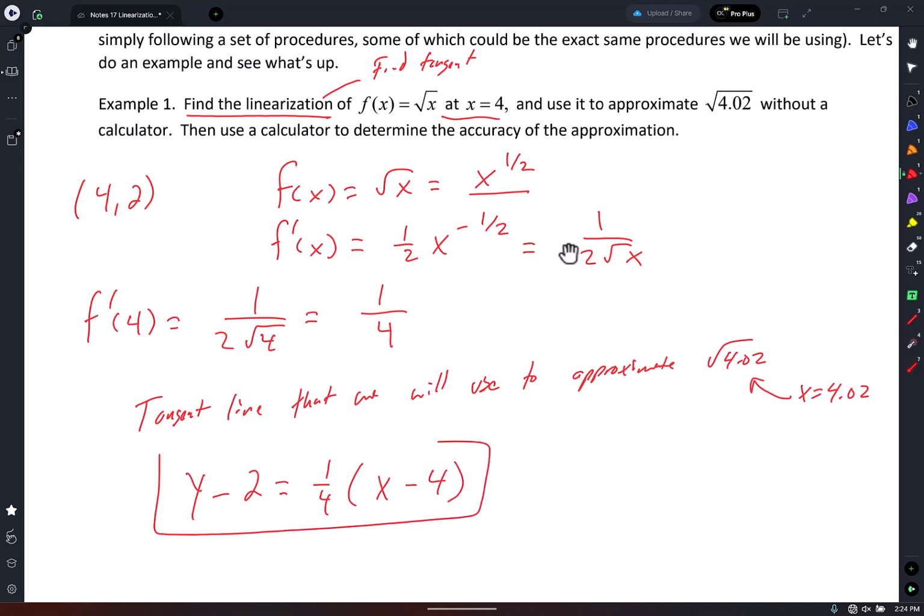Now I know you guys are visual learners, so you probably want to see this tangent line on that curve, and you probably want to see how good of an approximation that tangent line is to that curve at x equals 4, right? So I'm going to show you that.